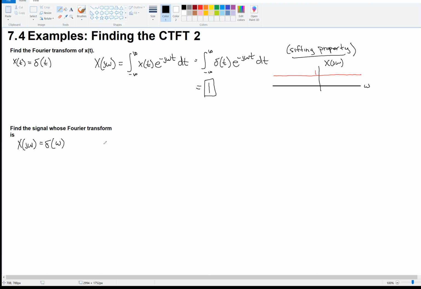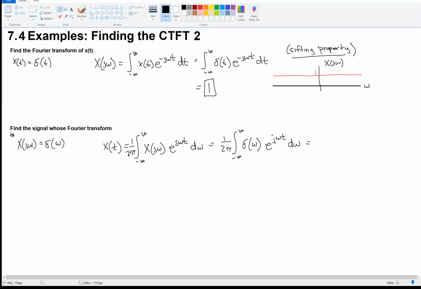Now, moving on to the next example: find the signal whose Fourier transform is the impulse. Here we need the synthesis equation. Give me the transform, and I will synthesize back. I need a 1 over 2π there, and then I need the X(jω), e^(jωt) dω. I'll keep my 1 over 2π there, and I'll put in the impulse here, δ(ω), e^(jωt) dω.